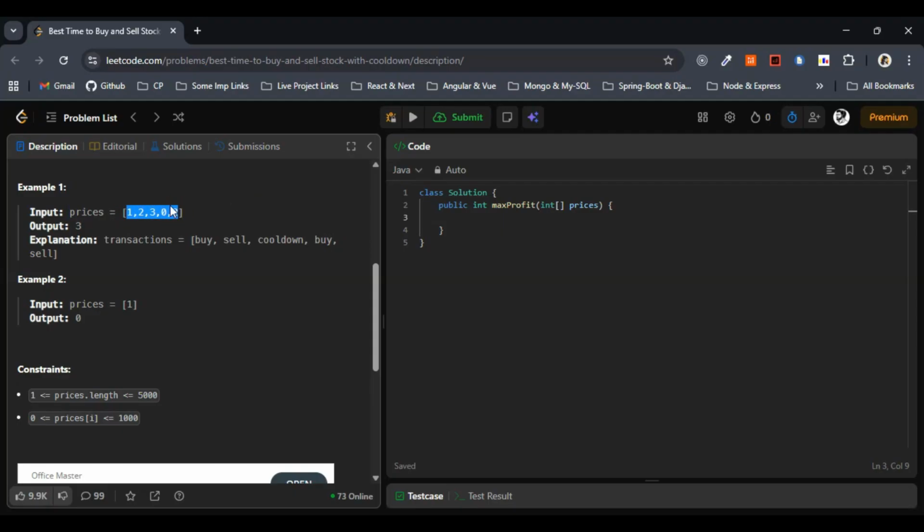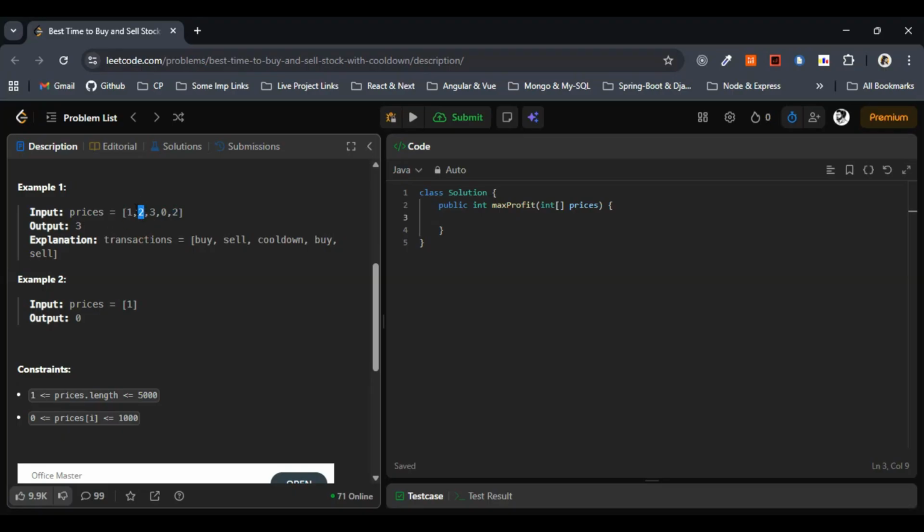Where prices[i] is the price of the stock on day i. So on day one we have price one, day two price two, day three price three, day four price zero, and day five price two, right? According to example one, we can buy and sell the stock multiple times, but cannot buy immediately after selling, right?